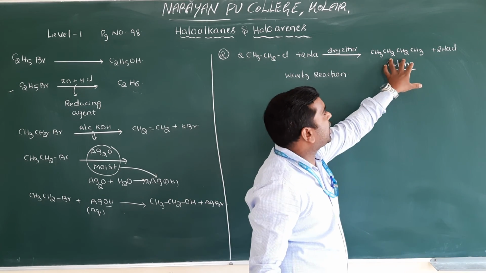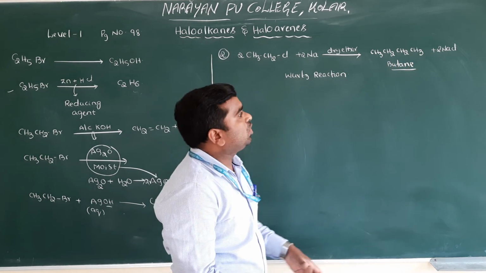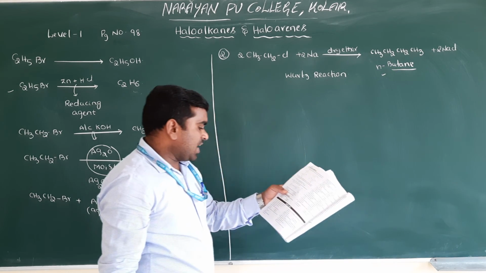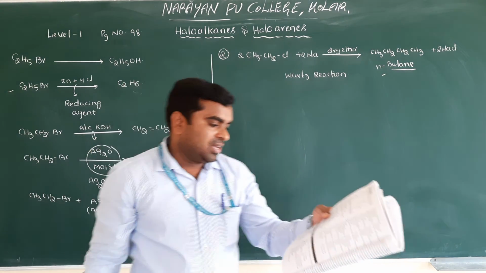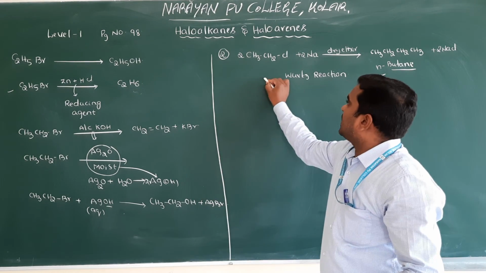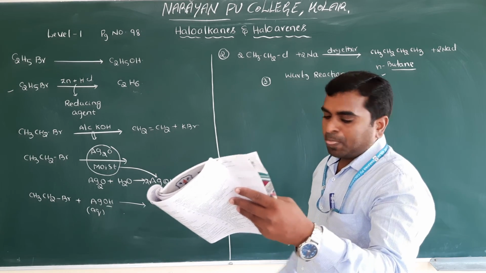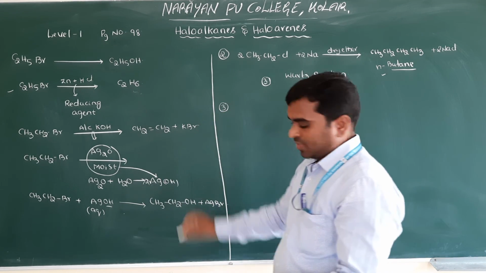But here in the product, how many carbon atoms are there? 4. So that is your option: N-butane. Clear? See, what is the option here? Option 3 is N-butane. Option 3 is the correct one here. Clear? And next one.